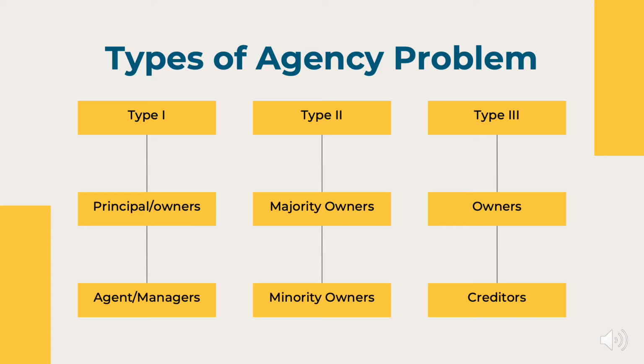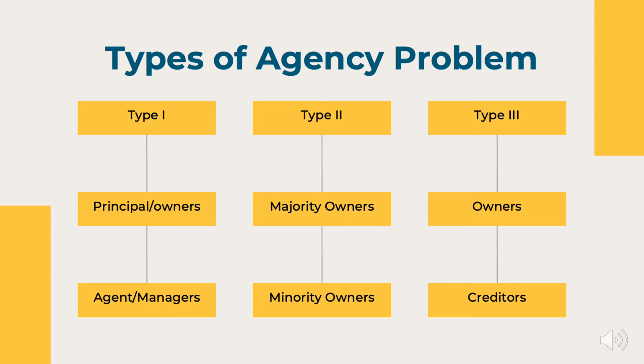In this type of agency problem, there is a clash of interest between the principal and the agent. This is also due to the fact that the lack of monitoring from the principal to the agent leads to conflict, also known as the principal-agent conflict.